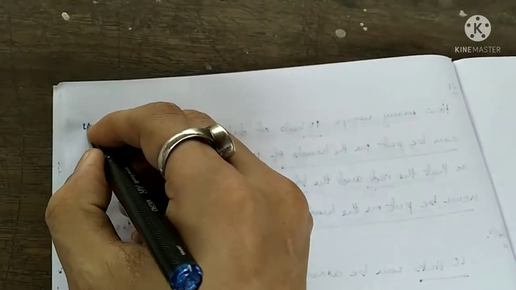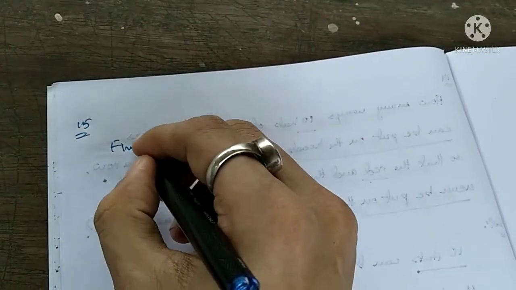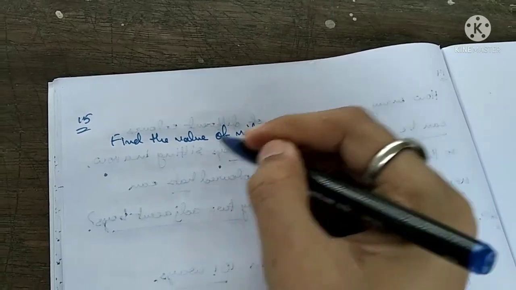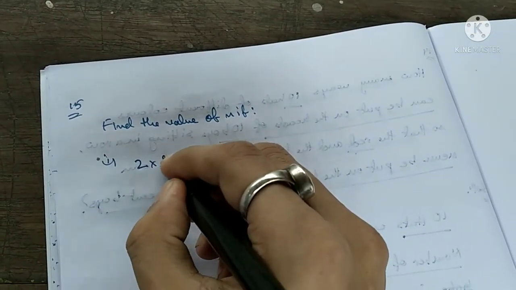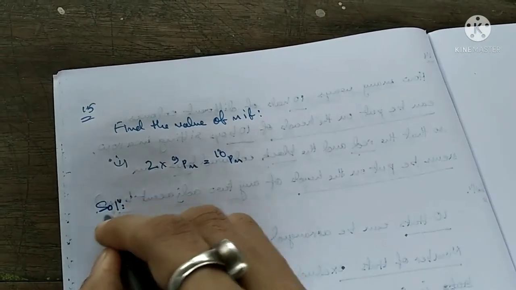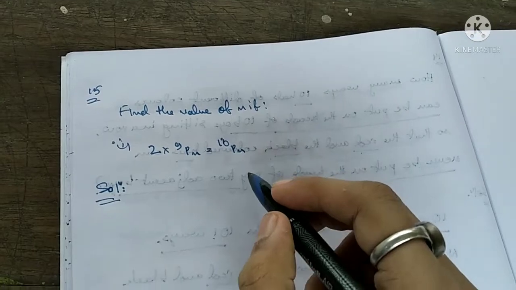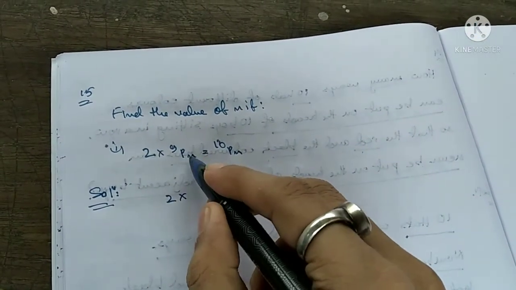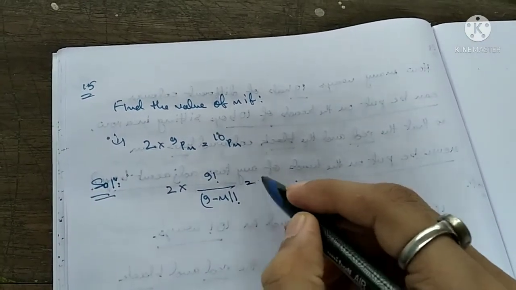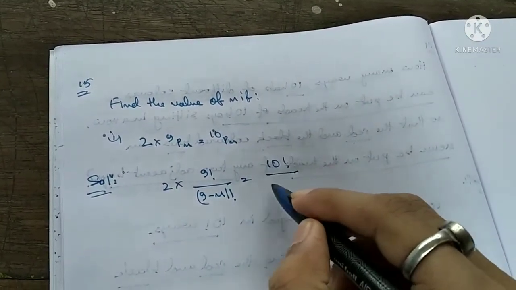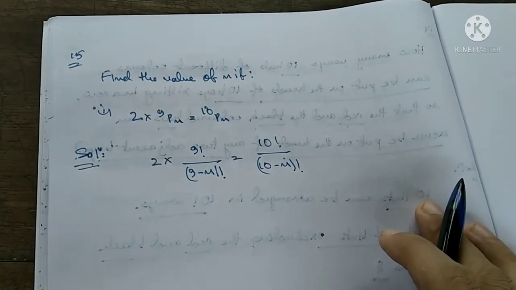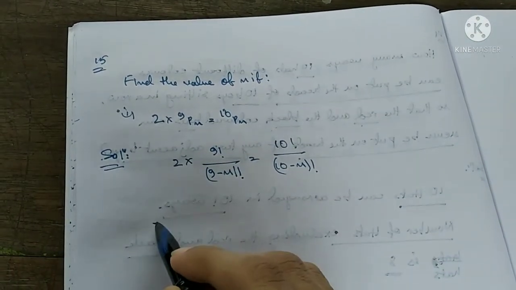Next you see question number 15 there. Find the value of n if 2 into 9Pn is equal to 10Pn. Okay, 2 into 9Pn is equal to 10Pn. So 2 into 9Pn I can write as 9 factorial by (9 minus n) factorial. And this one I can write as 10 factorial by (10 minus n) factorial. Finished. The n value I need here.